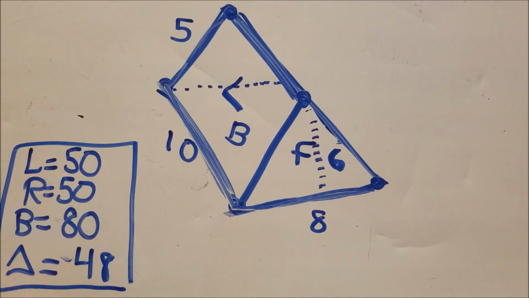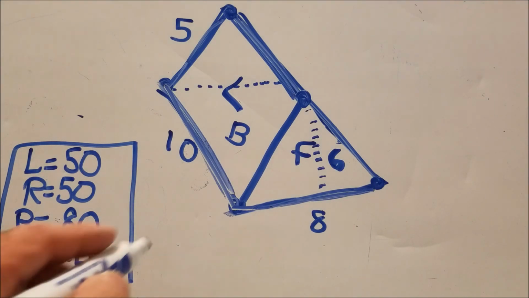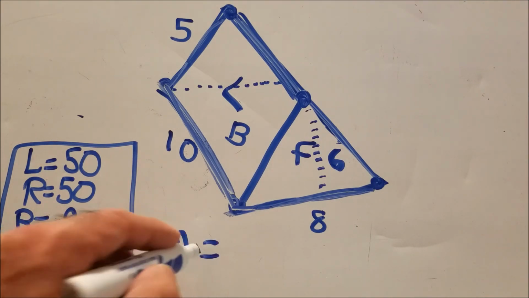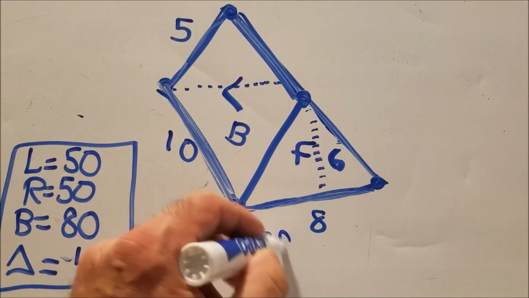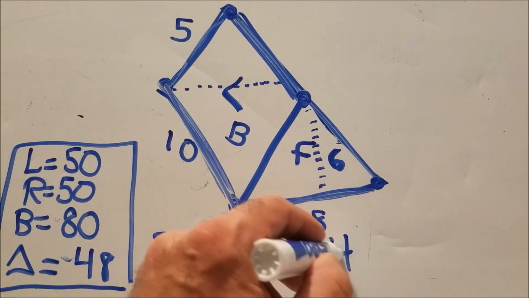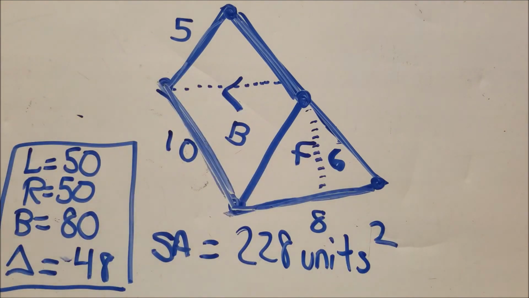Add that together and there's our surface area. So the surface area is what? Add them all up, right? 228 units squared. So we did a triangular prism, a rectangular prism, and we did a square pyramid. Those are our three for today. Great job.